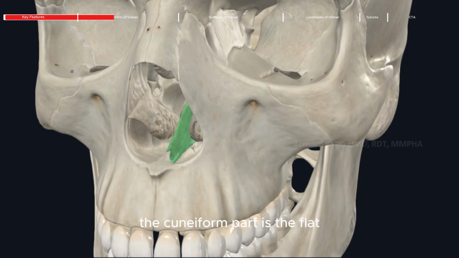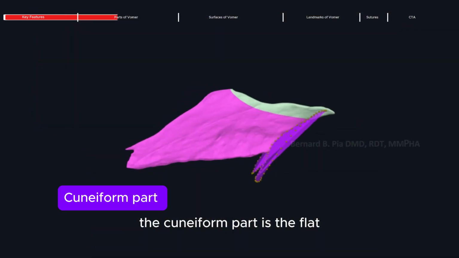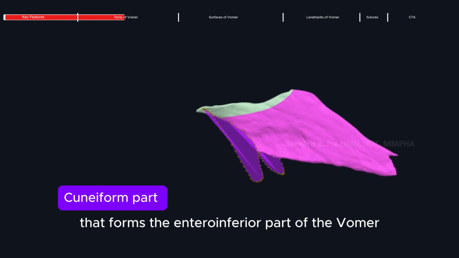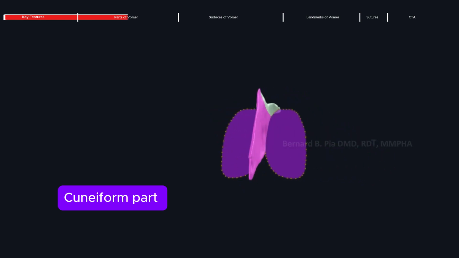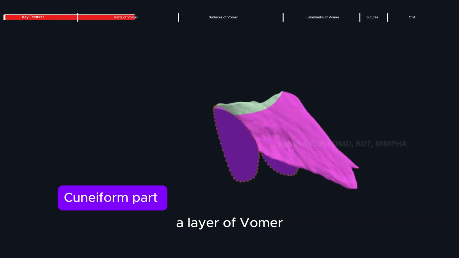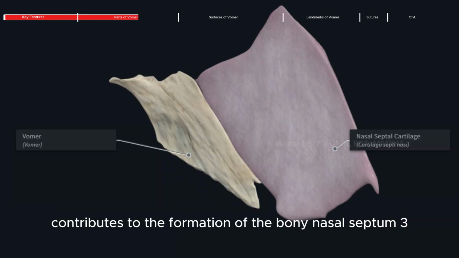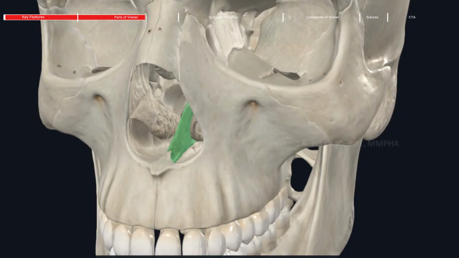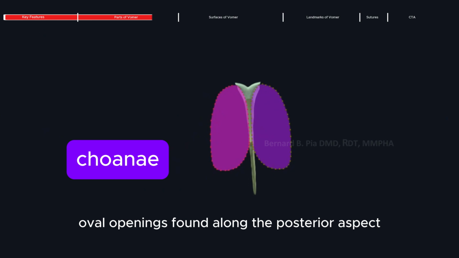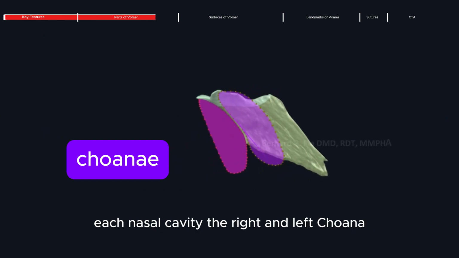2. The cuneiform part is the flat, wedge-like, vertical plate of bone that forms the antero-inferior part of the vomer. It is continuous posterosuperiorly with both the right and left alae of vomer, and contributes to the formation of the bony nasal septum. 3. The choanae are a pair of large, oval openings found along the posterior aspect of each nasal cavity.